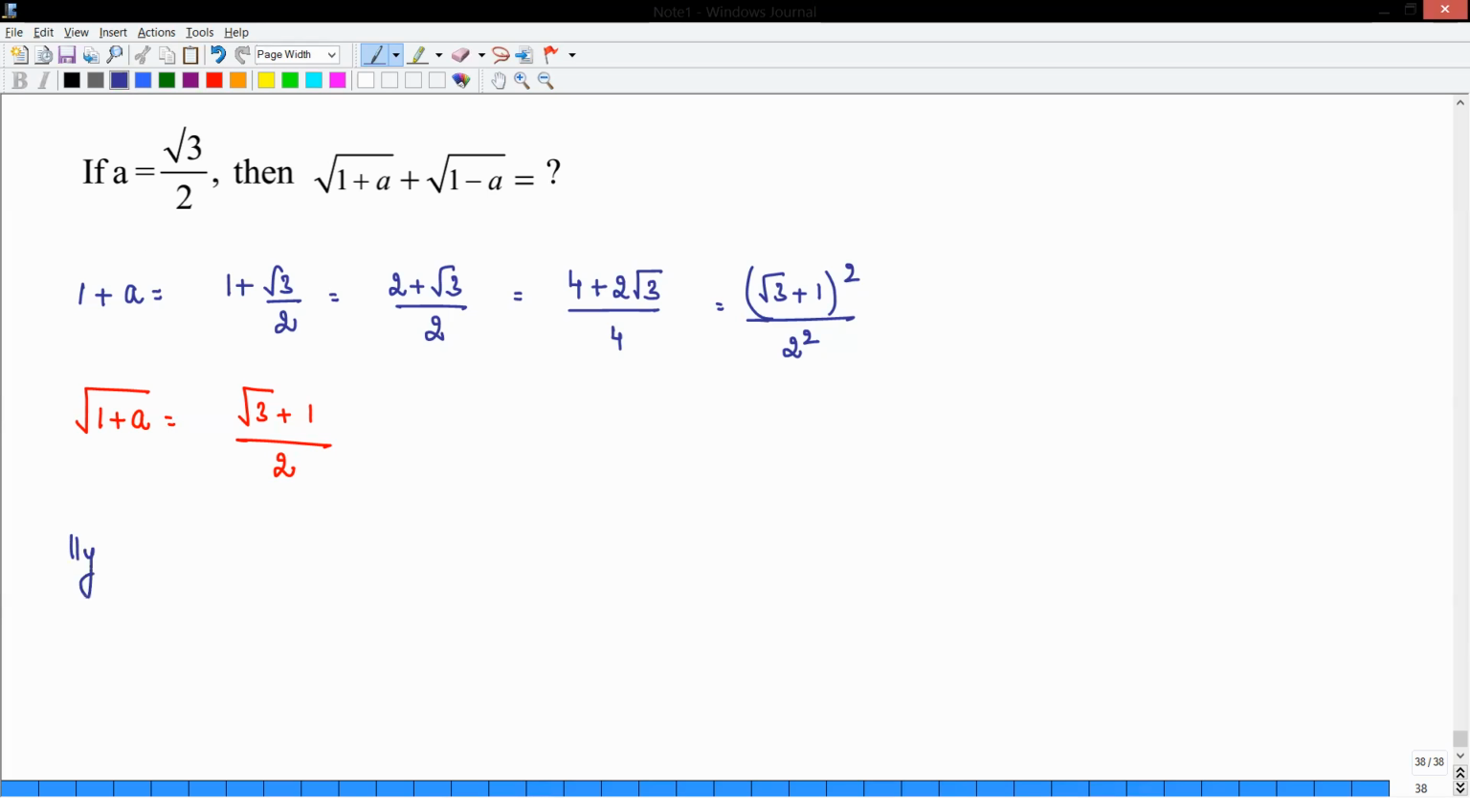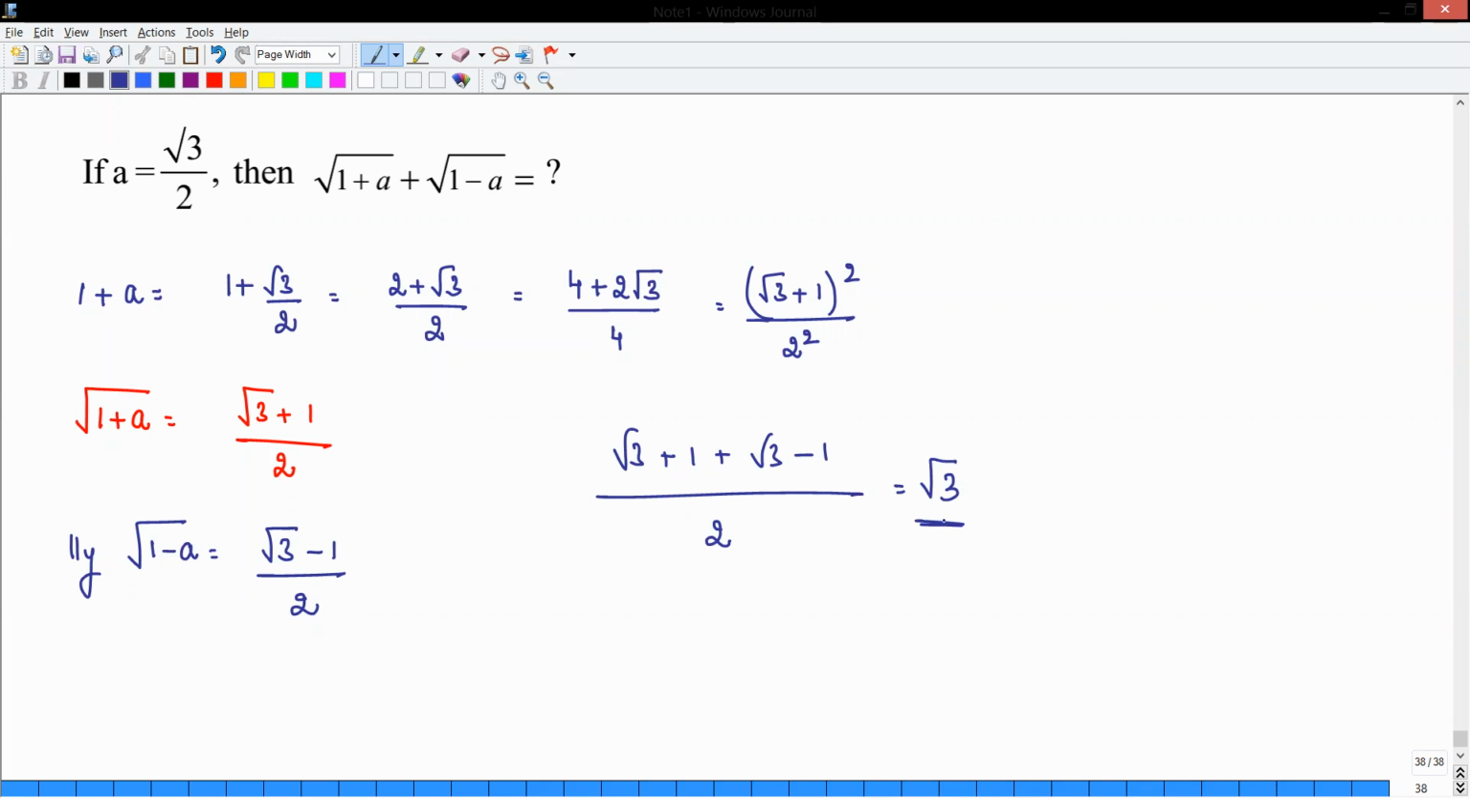Similarly, it will become root 3 minus 1 by 2. Add both of them now. It's going to be root of 3. So the answer is root of 3.